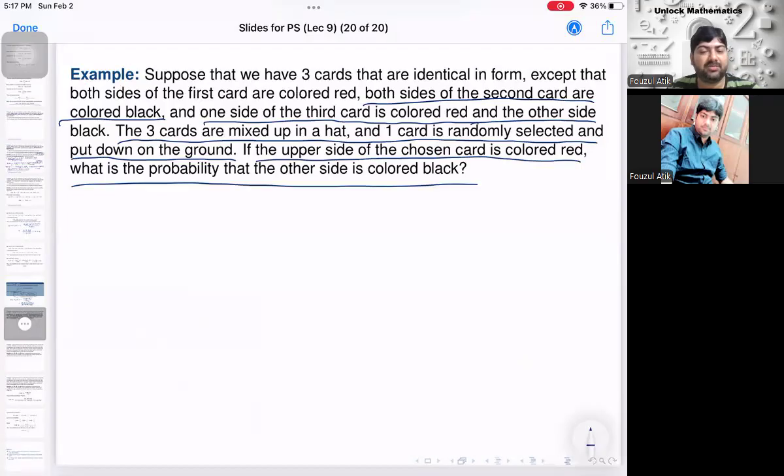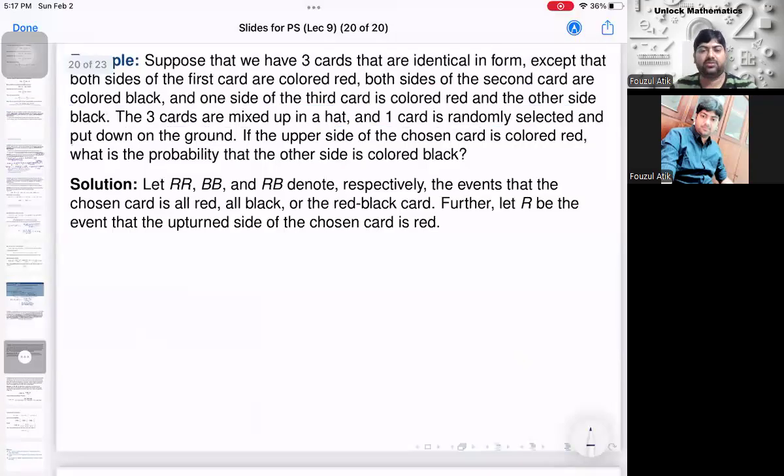Now, these things can happen in many ways. The upper side of the chosen card is colored red. What is the probability that the other side is colored black? How to do that? For that, first let us denote the events. Let RR, BB, and RB denote the cases that the chosen card is all red, all black, or one side red and one side black respectively.